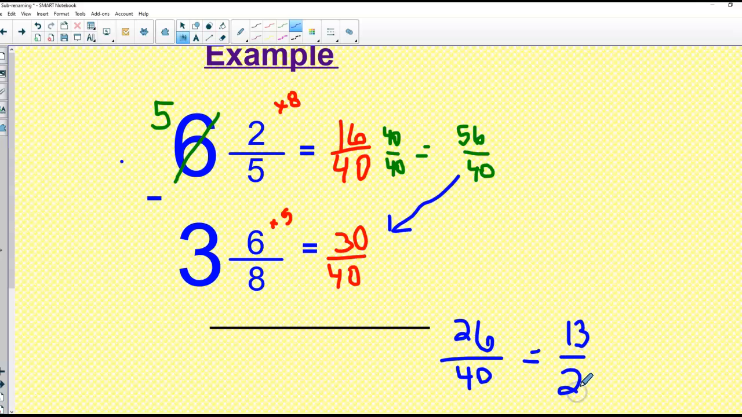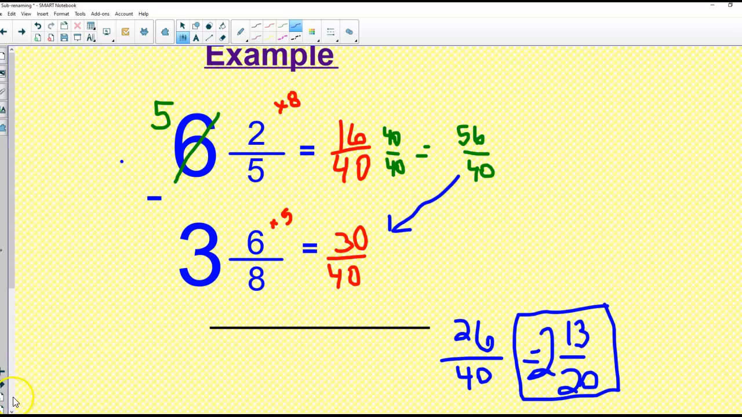And then don't forget, we need to go back and subtract our whole numbers. The new whole number of 5 minus 3 gives 2. So 2 and 13/20 is your final answer. Okay, so in the problems yesterday, you didn't need to rename, and that's perfectly fine. But in the event that you can't subtract, this is how you would handle it.